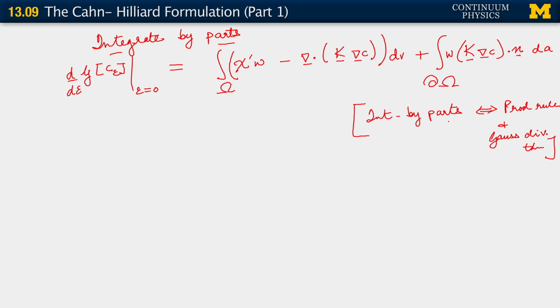So here we are. Oh, I just realized I'm missing a term out here, and it's a good thing I noticed it. I have here a w. So what we get now is an integral over omega of chi prime minus the divergence of k grad C, and let's just leave it as that.